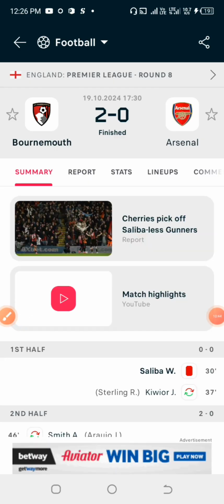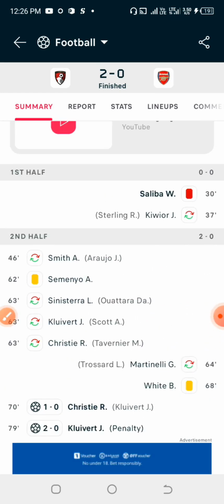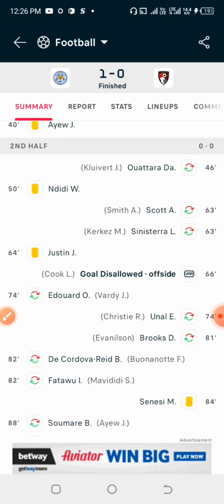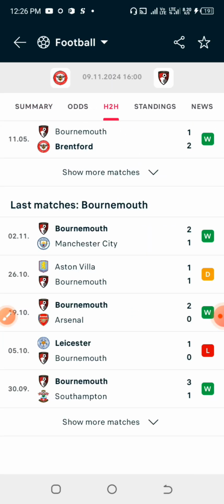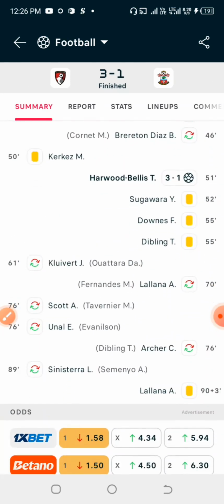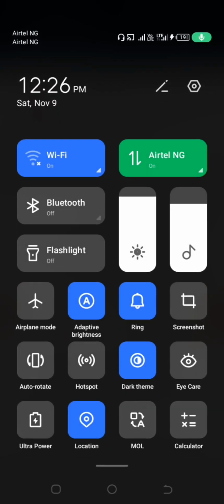And moving on to Arsenal, let me check. Okay, they had just 1 yellow card against Arsenal, making 9 yellow cards. And against Leicester, they had just 1 yellow card, making 10 yellow cards in the last 4 games. And against Southampton, they had just 2 yellow cards, making 12 yellow cards. So in the last 5 games for the away team, which happens to be Bournemouth, they had just 12 yellow cards.